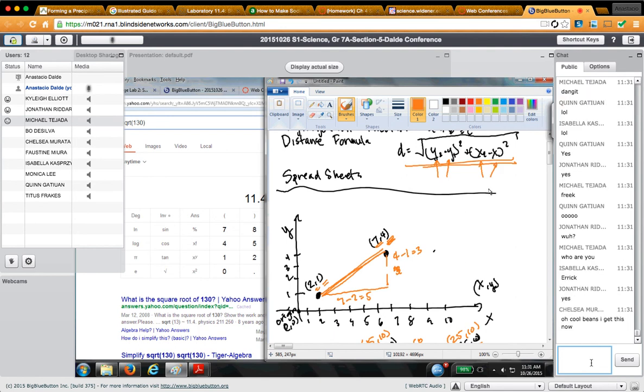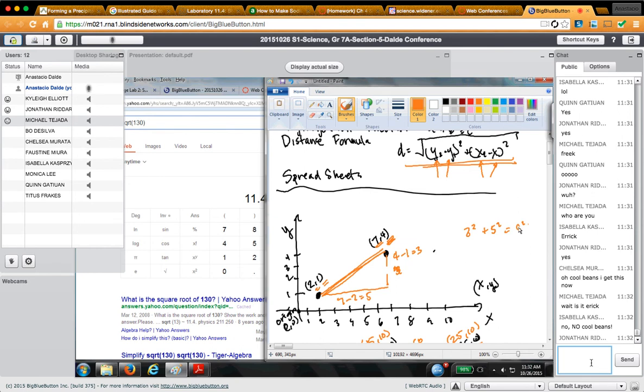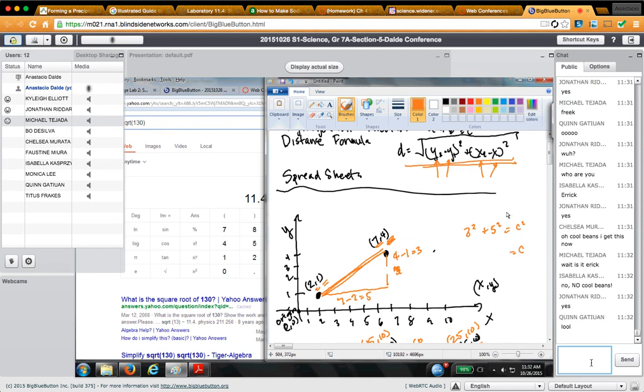And then what are you going to do with the numbers? You're going to take that 3, you're going to square it. You're going to add it to the 5 squared. And that will give you your c squared. Right? And in fact, in order to get c itself, you would square root this answer, whatever you got here.